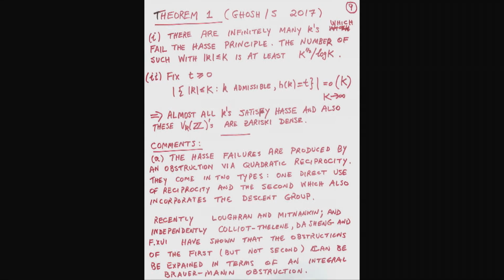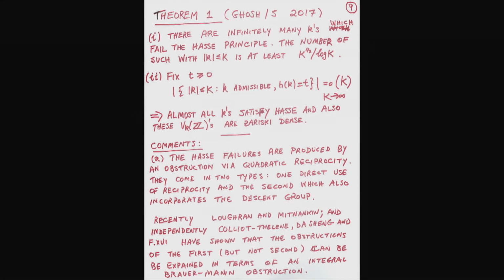All right, so now let me state the main theorem. Given what we saw numerically, this is what we were able to prove. There are, in fact, infinitely many Hasse failures. The number we can produce is about square root of k, slightly less. For each t, a number t greater than or equal to 0, the number of k less than or equal to K with k admissible, we only stick to admissible, for which h of k is t is little o of K.